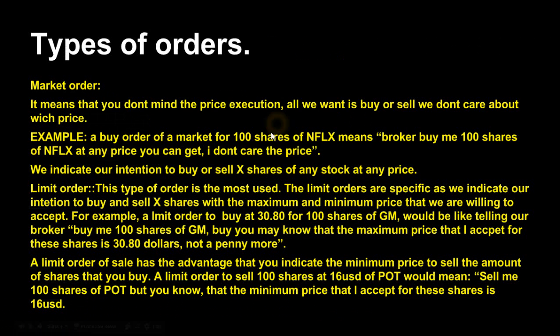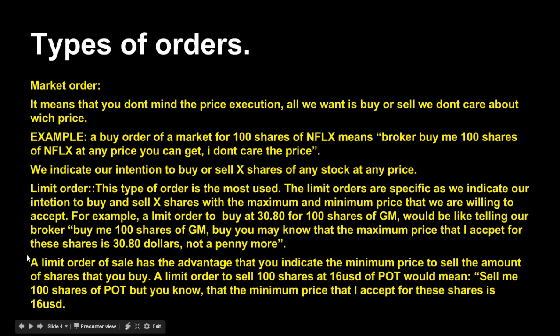So let's go back to the slide, and let me read this example really quick. For example, a limit order to buy 100 shares of General Motors at 30.80 would be like telling our broker, imagine that the broker is in front of you, buy me 100 shares of General Motors, but you may know that the maximum price that I accept for these shares is $30.80, not a penny more. So yeah, I think you understand that.